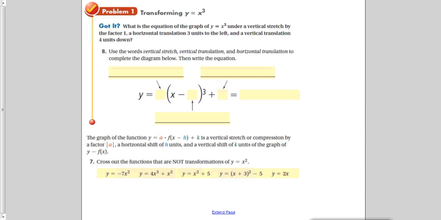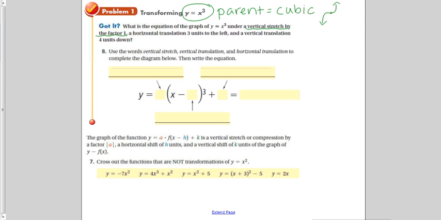Next, we want to look at transforming these graphs. Remember, transformations were when we either moved or stretched or flipped, did those kinds of things. So this is transforming y equals x cubed. This is our parent function, x cubed, and again, that's called a cubic function. We know the cubic function makes that bendy shape. So they ask us, what is the equation of the graph of y equals x cubed under a vertical stretch by a factor of 1?